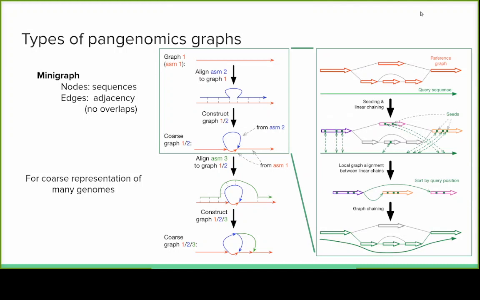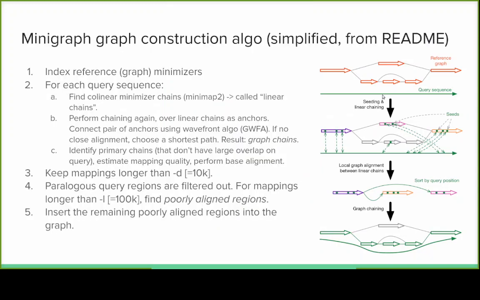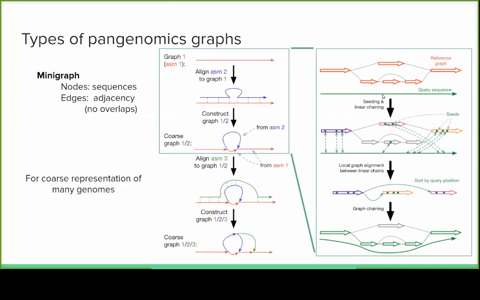So it's zoomed in here. You have the reference, which at the beginning is just a single node, because it's the assembly. But here, for the sake of generality, it's a graph. The query sequence is in green. And the minimap2 algorithm is used to find seeds between the green query and the red reference, or nodes inside the red reference. So what is symbolized here? And then more stuff happens. And for this, I need to switch to another slide.